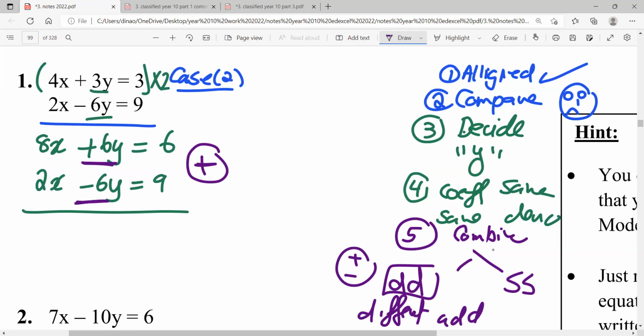طبعا you add like terms، يعني you add the x's. 8x plus 2x is 10x. Positive 6y plus negative 6y is 0y, which is مع السلامه. 6 plus 9, which is كام؟ 15. Now as you can see, دلوقتي بقت equation لطيفة جدا.